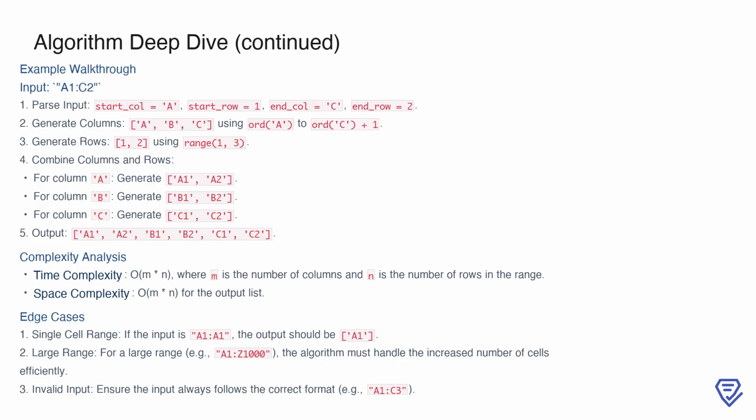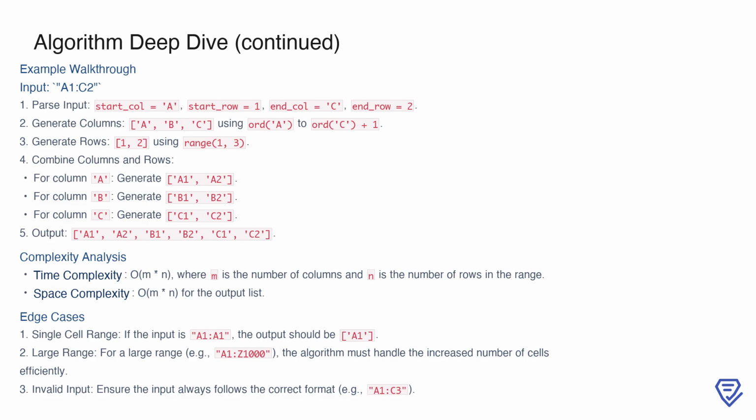Suppose the input is A1:C2. First, we parse the input to determine the start and end points. Here, the starting column is A, the starting row is 1, the ending column is C, and the ending row is 2. Next, we generate the column range, which gives us A, B, C, by iterating from ord('A') to ord('C') plus 1. For the rows, we generate 1, 2 using range(1, 3).